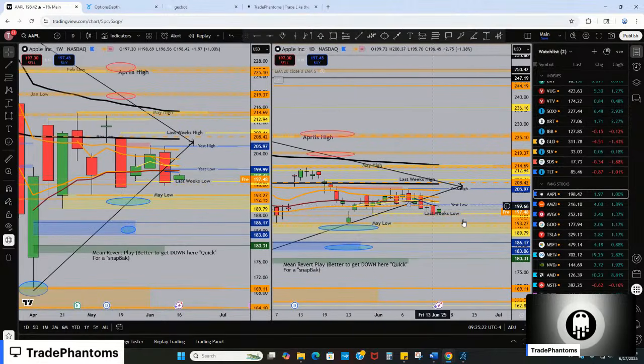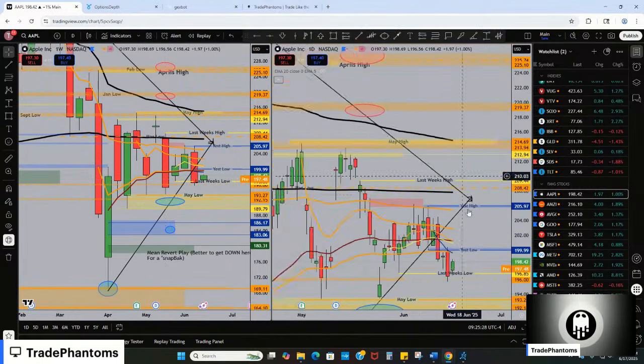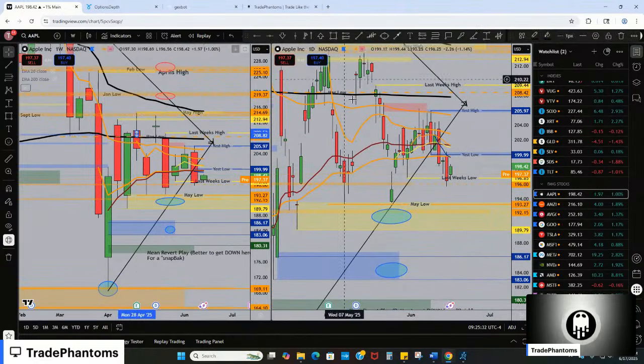Apple, I'm going to save some time here. We got 5 minutes before the open. Still doing inside bar stuff. It's trying to break down a bit. I will say it's trying to break down a little bit here. Got a weekly on the left, daily on the right. Okay, be careful with that one.